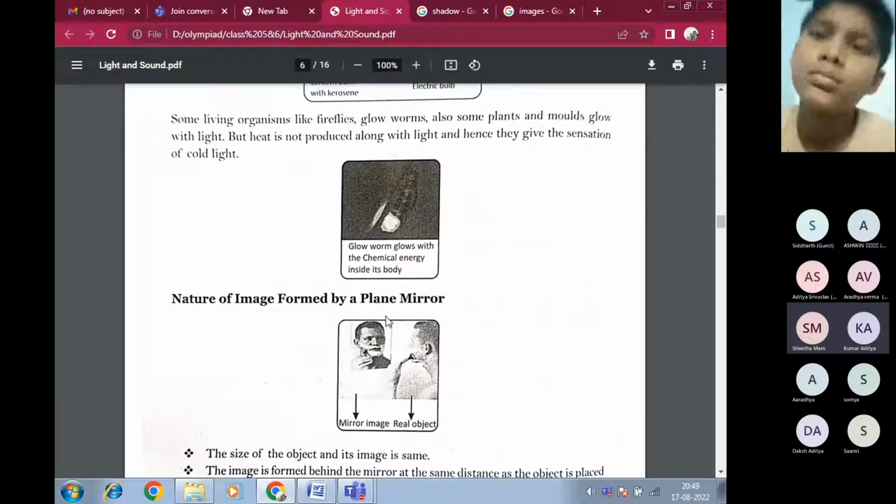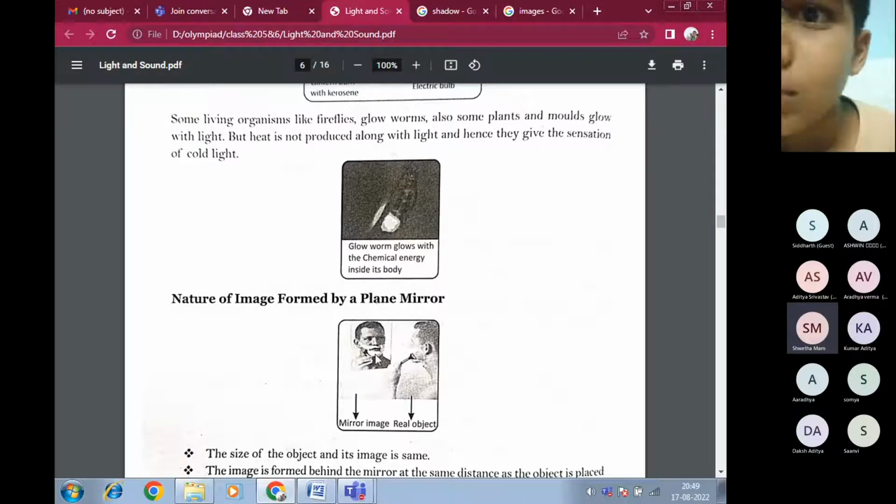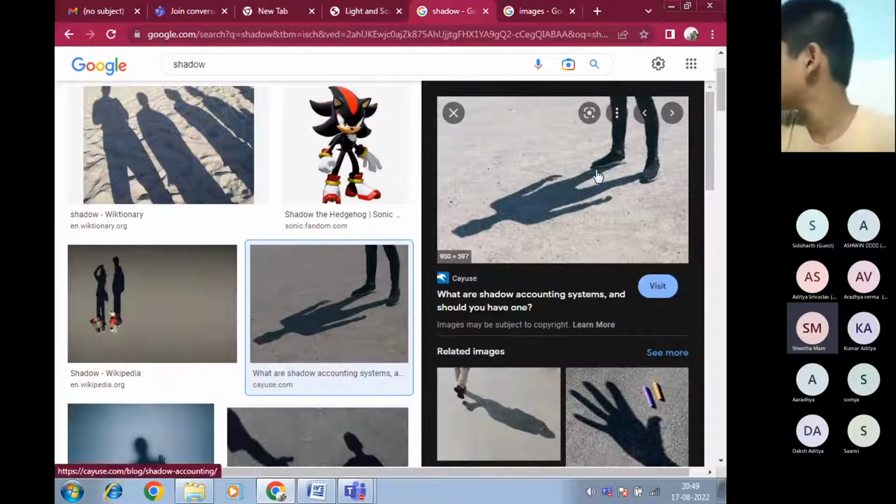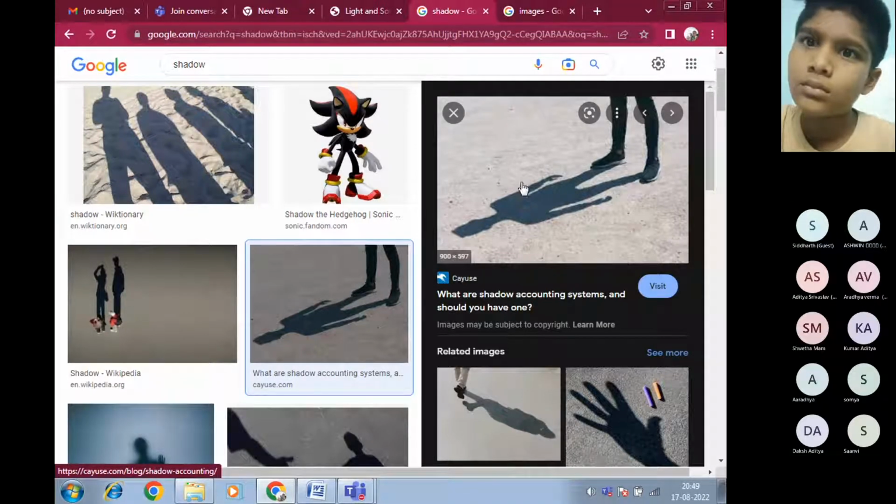The image will give you color, all the details. How the object is exactly like that, you will get the image. But shadow is not like that. In a shadow, you cannot identify any details. Only the outline you will get and how much it is blocked. That's it. So that's the main difference between image and shadows.